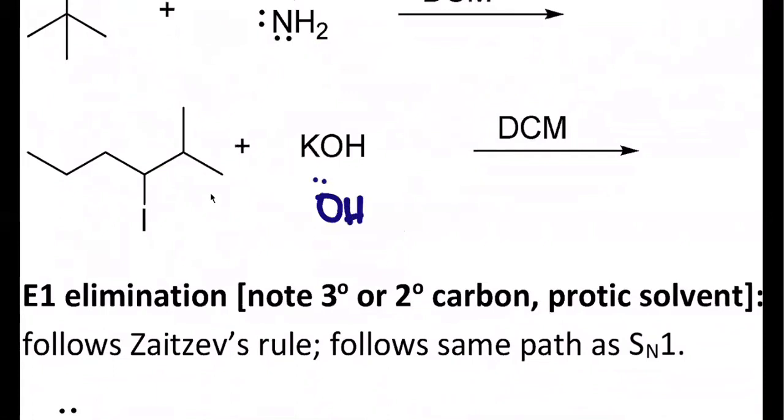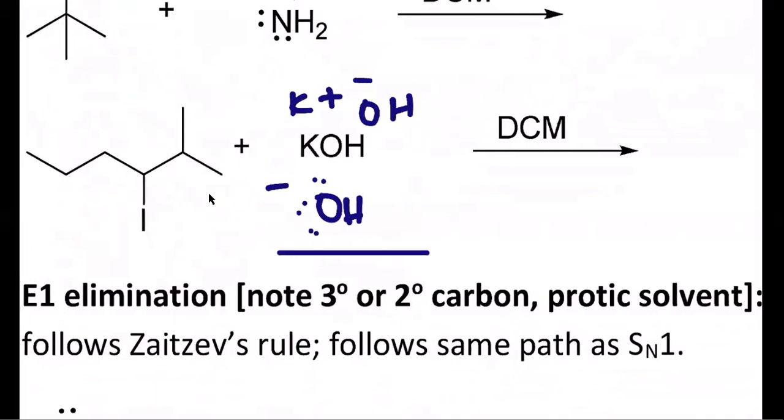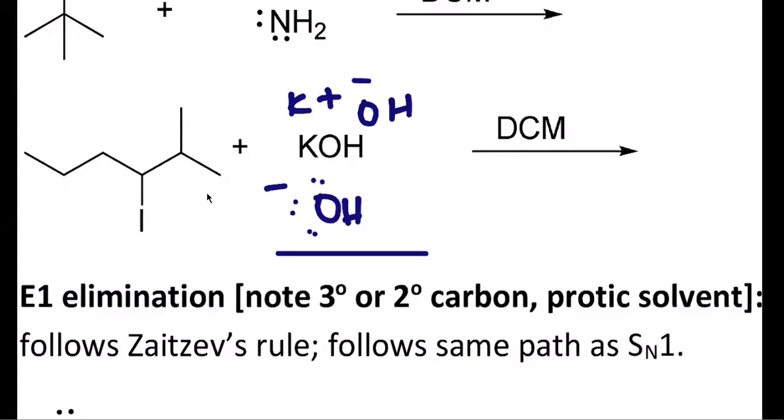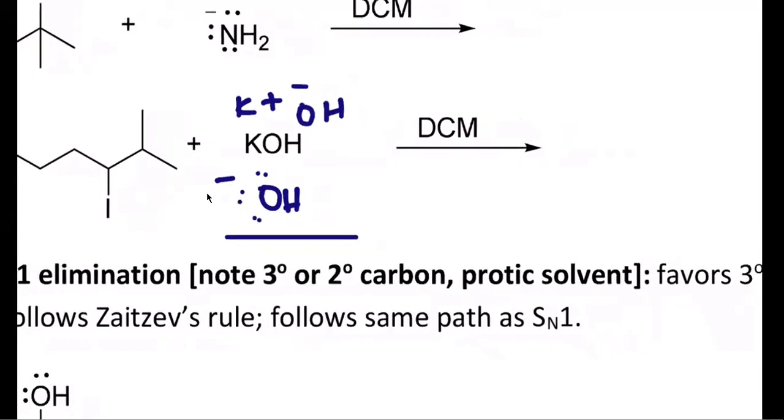So when you see KOH, the K is positive, the OH is negative, right? So this is a really good base, and the OH is the part of the base that's going to do proton transfer, right? All right, so there are a couple of things about this E2 that we're going to talk about. So I want to draw the products first, then we're going to come back and talk about the different features of the E2.